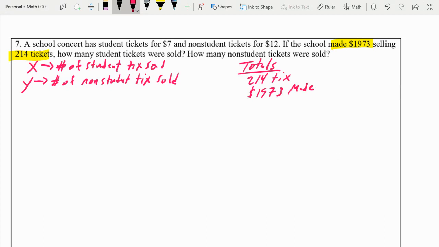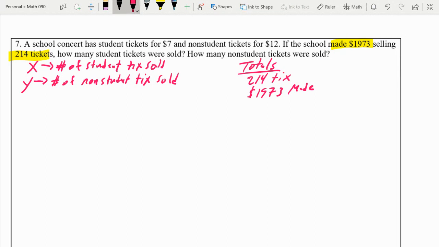So those are going to be my two equations. And in this case, I'm going to solve them using substitution. All right. I'm going to solve these using substitution.